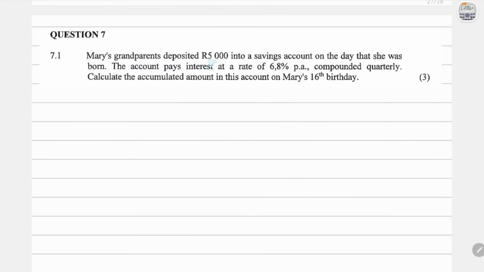Mary's grandparents deposited 5,000 Rand into a savings account on the day she was born. The account pays interest at a rate of 6.8% per annum compounded quarterly. Calculate the accumulated amount in this account on Mary's 16th birthday.